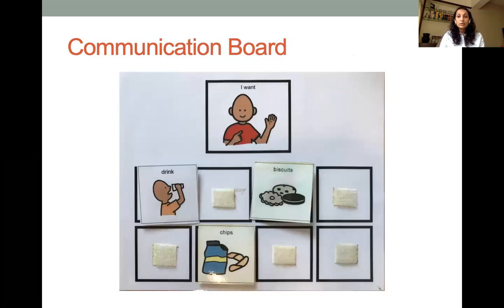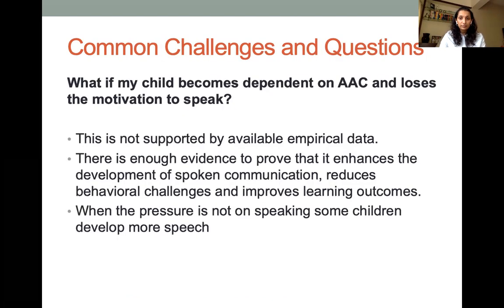So this is an example of a communication board. You can have something like this put up in your kitchen, and lots of places in your house so the child has easy access to show you what they want.